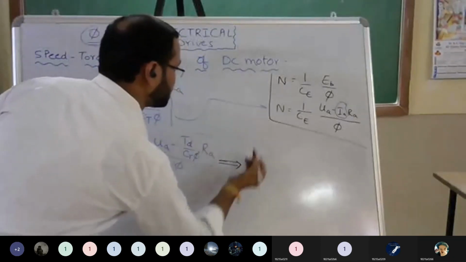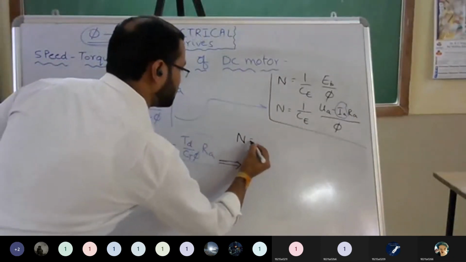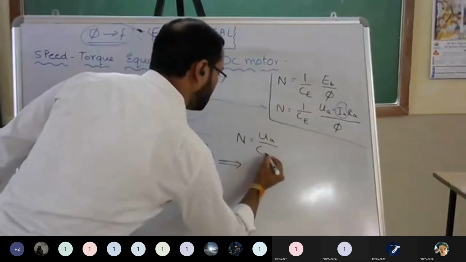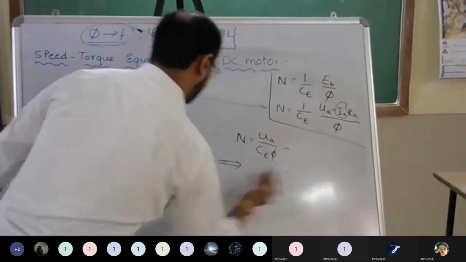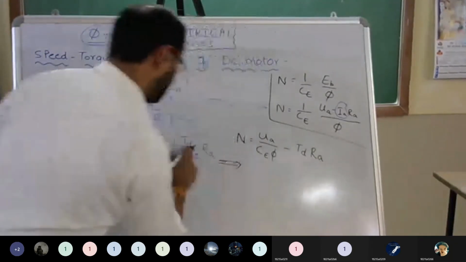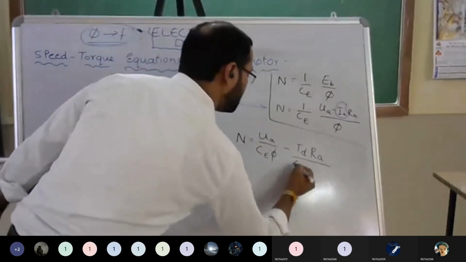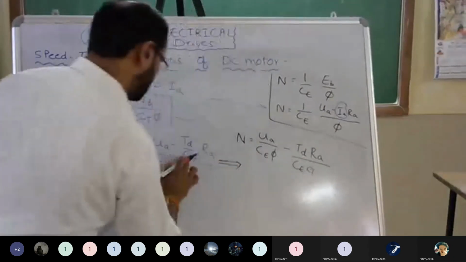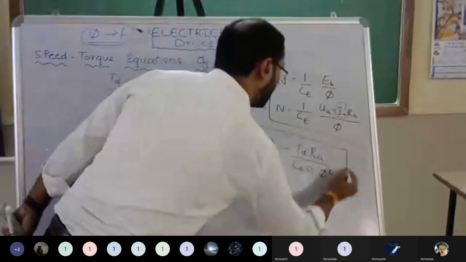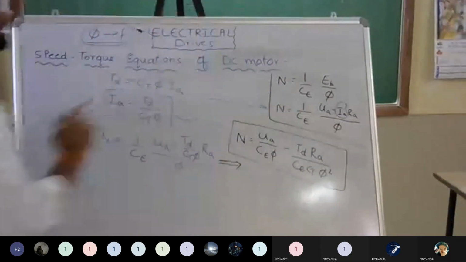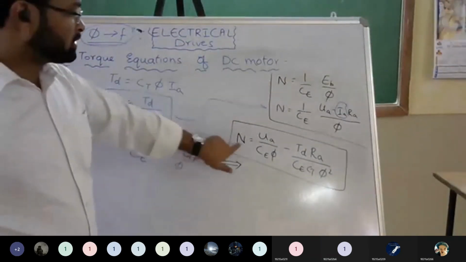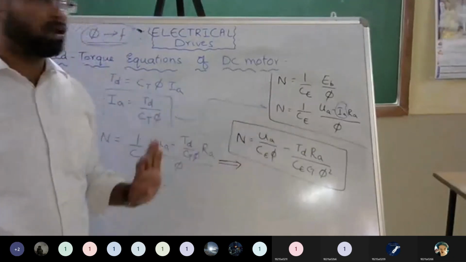Final equation we can write as N is equal to Ua by Ce phi, minus TD into Ra divided by Ce Ct phi square. This is the speed torque equation. Clear? Here speed and torque relation is given like this.